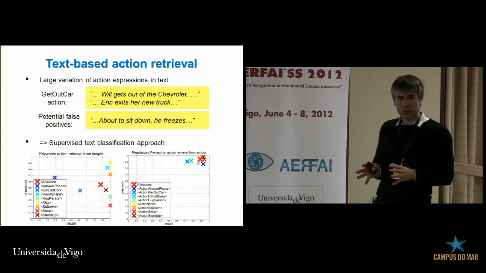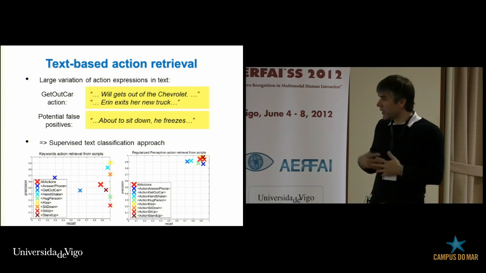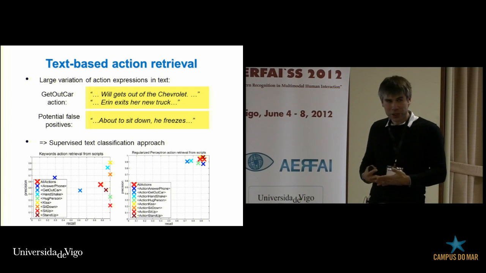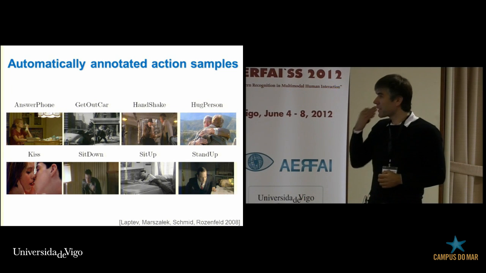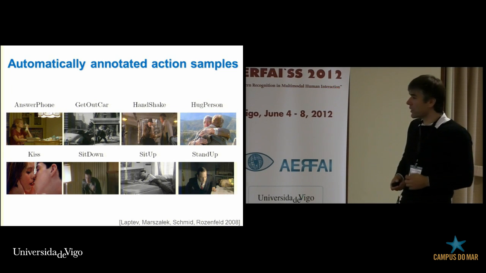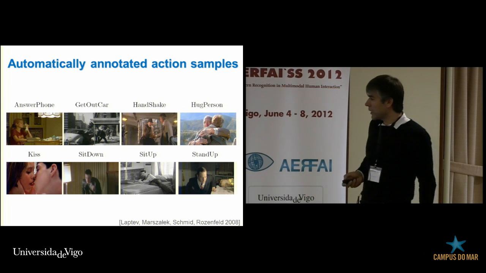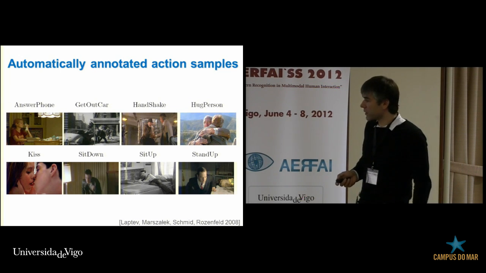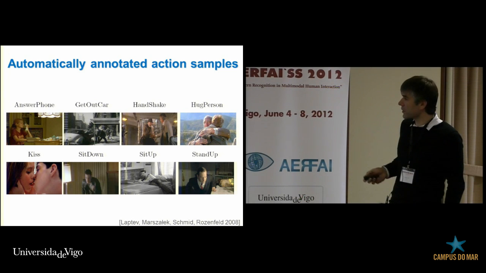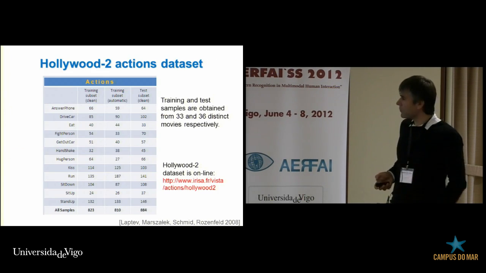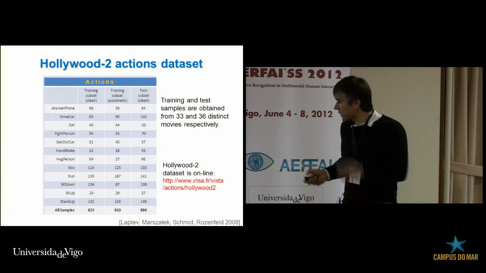Okay, so this part was about trying to get annotation. These are not visual results. This is just trying to get annotation. Fine, and with this method we can now automatically collect lots of video examples. In the latest data set we have 12 action classes, and here are some examples of it. Answer phone, get out of the car. The data set is online.